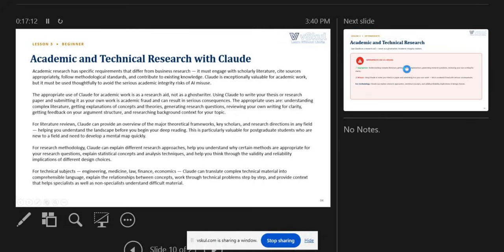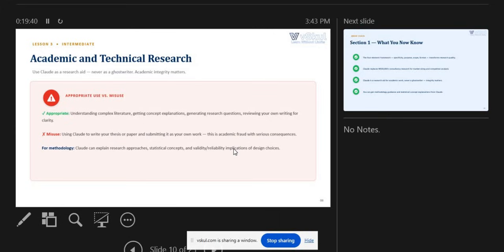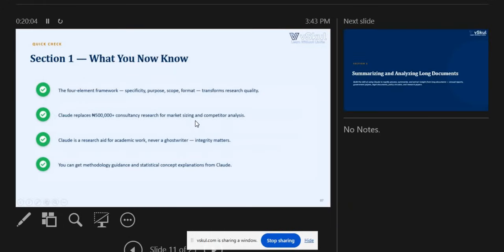Okay, so let's now review what we have done so far. We have talked about academic and technical research, and as you can see, we have appropriate use versus misuse. Appropriate: understand complex literature, getting concept explanations, generating research questions. And then misuse: using Claude to write your thesis or paper and submitting it as your work. This is academic fraud, as we've talked about earlier, right? So in this section, we've talked about the 4-element framework: Claude replaces 500K plus work, and Claude is a research aid. And then you can get methodology guidance and statistics concept explanation from Claude, right?